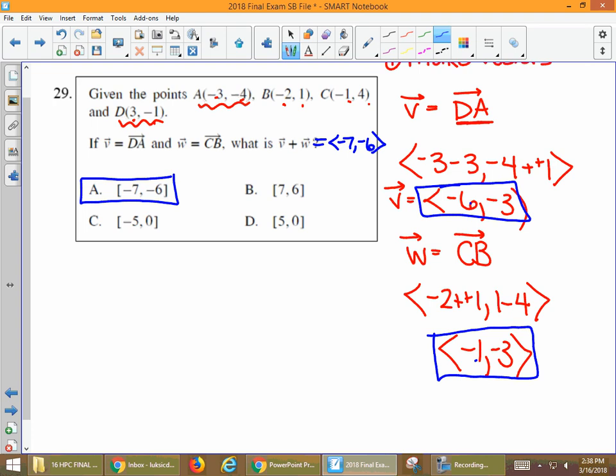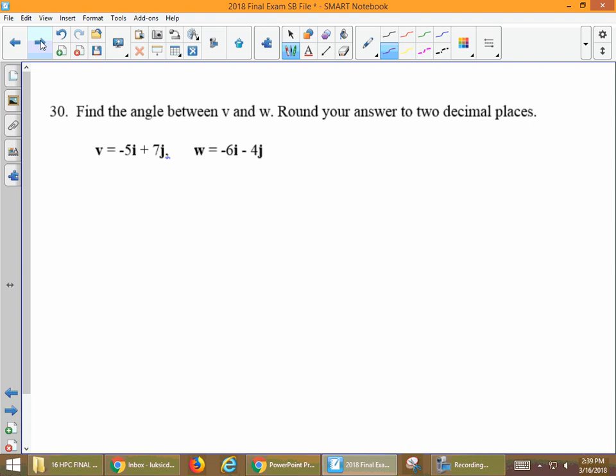And really, the most missed thing on the unit test most years is going from a point to a vector. So if you're going from a point to the vector, first, order matters. So you have to make sure you do your terminal point minus your initial point. That order matters.